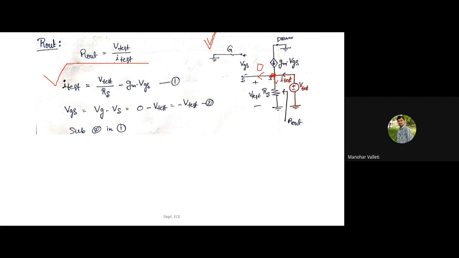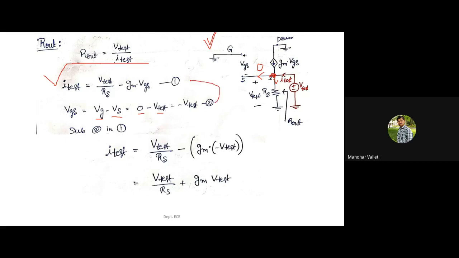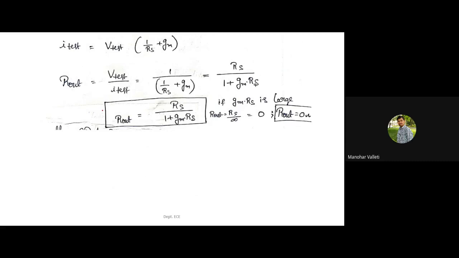Again, VGS is VG minus VS. VG is 0, VS is equal to the test voltage. So that's why we get VGS equal to minus V test. If you substitute this VGS value in this equation, you will get I test equal to V test by RS plus gm V test. So if you try to find V test by I test, you will get output resistance as RS by 1 plus gmRS.